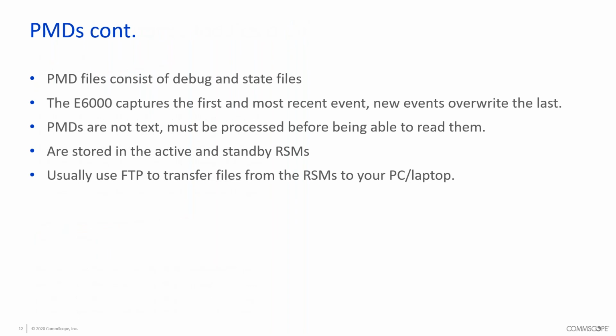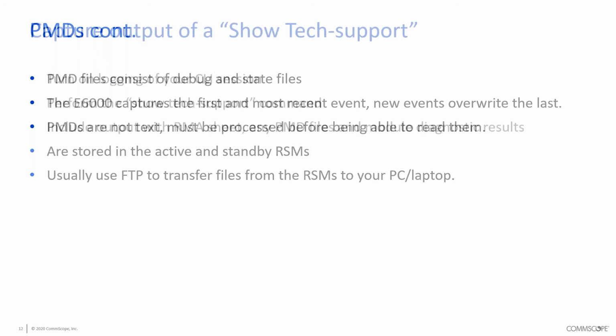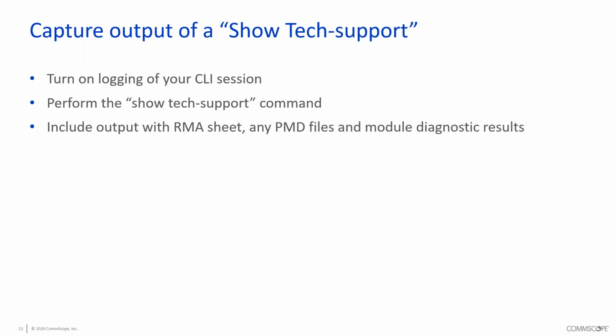So once we have all of these and we have attached these, we need to also capture additional information which can help our tech support and engineering personnel, and that is the capture of a show tech support. So in your CLI, turn on logging and simply issue the show tech support command. You're going to see a tremendous amount of information scroll by on your screen as this show tech support runs.